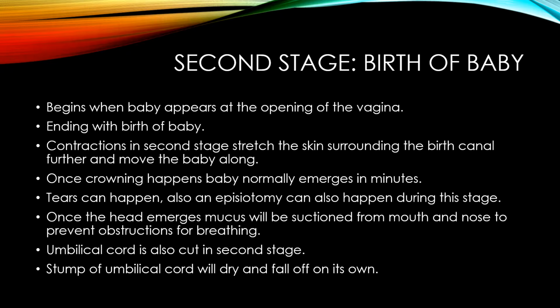Tears can happen. Also an episiotomy, which is a cut from the vagina to the anal cavity, usually happens if the baby's shoulders are too wide or they get stuck in the birth canal. It can also happen during this stage. Once the head emerges, mucus will be suctioned from the mouth and nose to prevent obstructions for breathing. The umbilical cord is also cut in this stage, and the stump of the umbilical cord will dry and fall off on its own within 7 to 10 days.